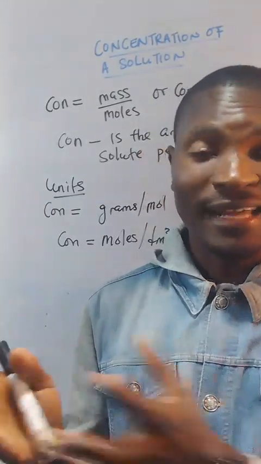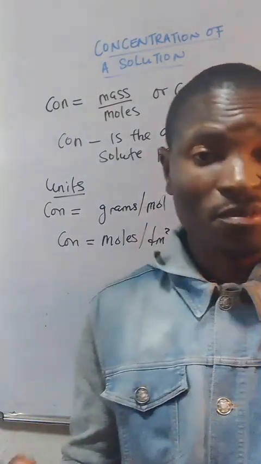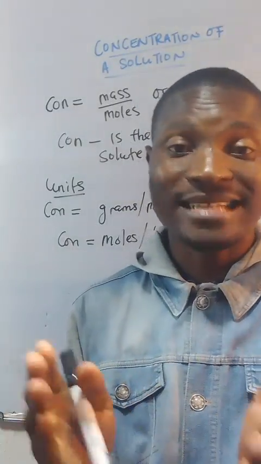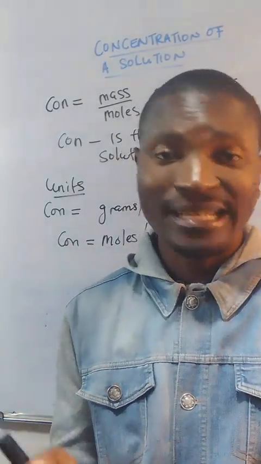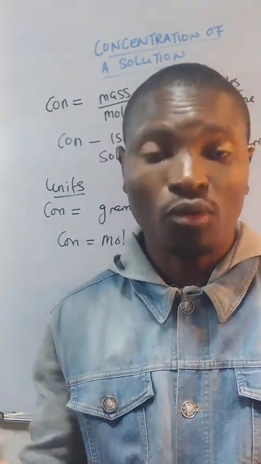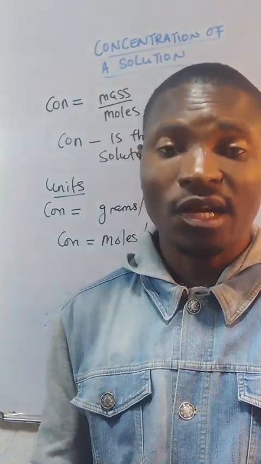So what are the units of moles per volume? Just moles per decimeter cubed. The standard unit of volume is the decimeter cubed, or liters. We'll look at the simplest example so that we can understand what we're talking about. Let's continue.